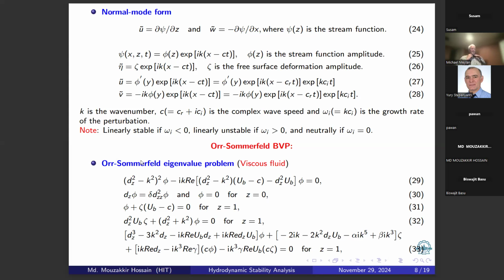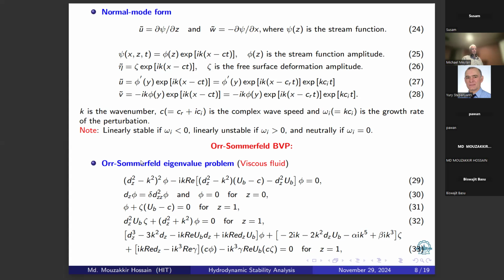So if omega_i is less than 0, that means the disturbance with respect to time is decaying exponentially. That means the flow will be linearly stable. And if it increases exponentially, that means it will be unstable. And if it is 0, then the fluid will be neutrally stable or marginally stable, that means it is neither stable nor unstable.